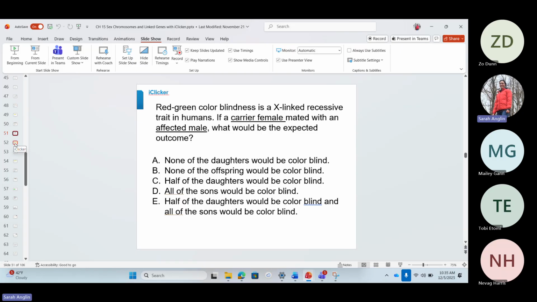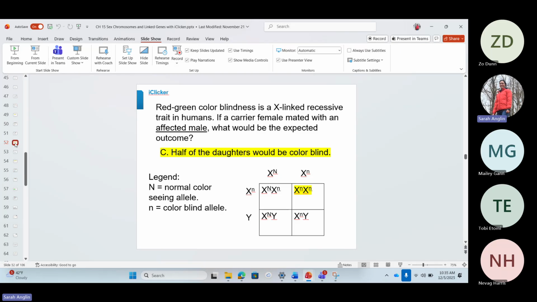All right, I'm going to take a peek at the answer now. Answer C, half of the daughters would be colorblind. Out of all those options it provided, half of the daughters would be colorblind. So you see how I solved it? I put my XX, XY, and then I put the alleles next to the X chromosomes. Remember, there's nothing next to Y because this is an X-linked trait. And then I filled in the inside.